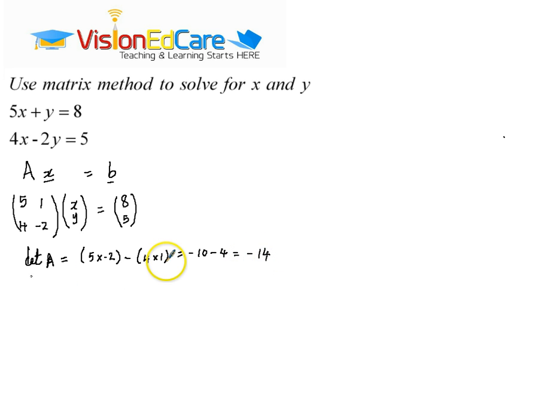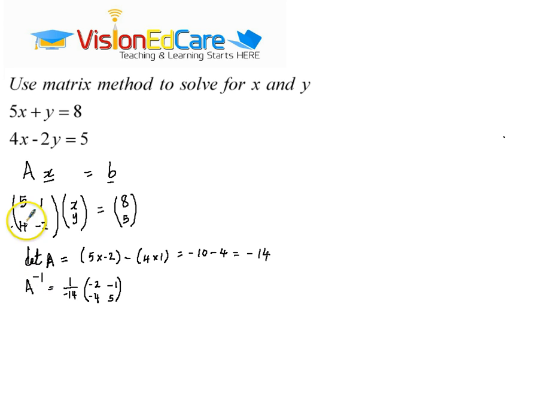The next thing we need to do is to find the inverse of A, because we're going to need that information. So A inverse is 1 over the determinant, times the matrix where we interchange the 2 and the 5, and the elements in the non-leading diagonal we multiply by minus 1. So minus 1 times 4 gives us minus 4, and minus 1 times that 1 there gives us minus 1. Okay, so now that we have found the inverse of the matrix, we're going to use this information to solve for x and y.